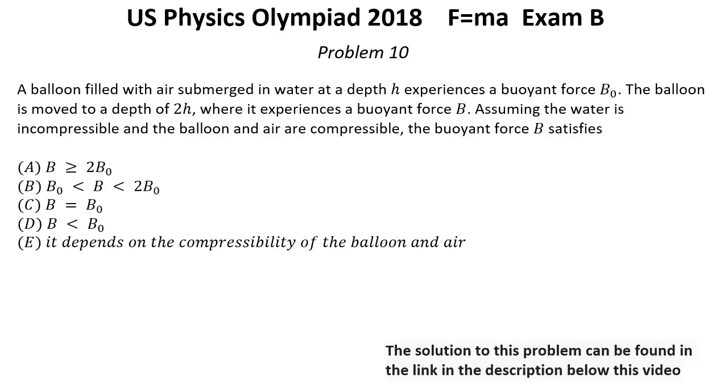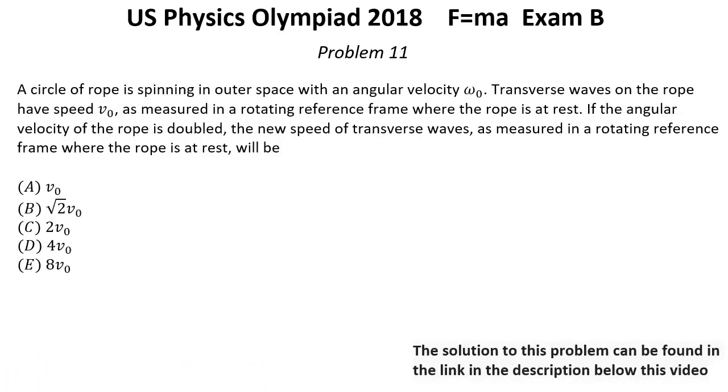The buoyant force is rho times v, where rho is the density of water and v is the volume of water displaced. Since the water is incompressible, rho is constant, while v decreases since the balloon and air are compressed. So it means that B must be less than B0. And this is the answer D. And this is the correct solution for problem number 10.